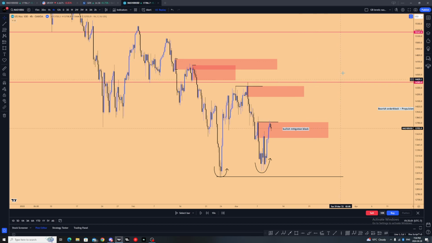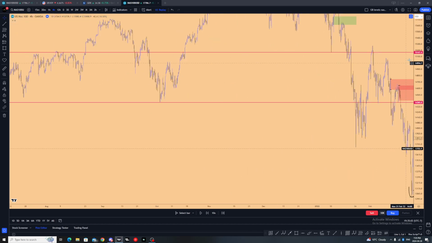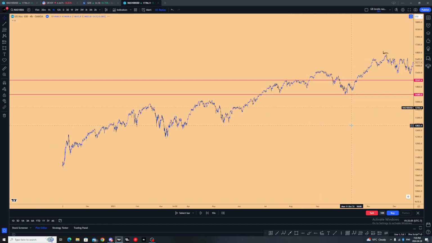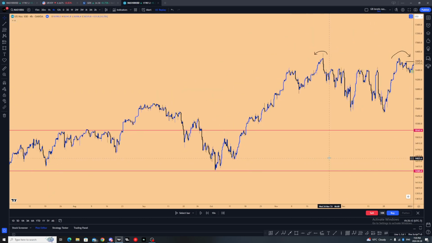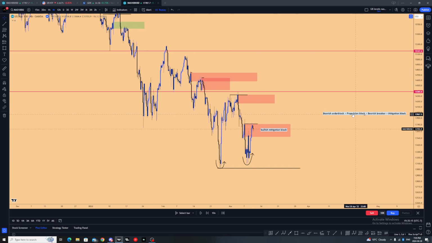So I think I've covered enough setups for the bearish side. Let's go into the bullish one, but I will do the bullish order block scenarios by quizzing you guys so you actually have a decent understanding. Use the same definitions I taught you for mapping bearish order block, propulsion block, bearish breaker, bearish mitigation block, but just do it in reverse.